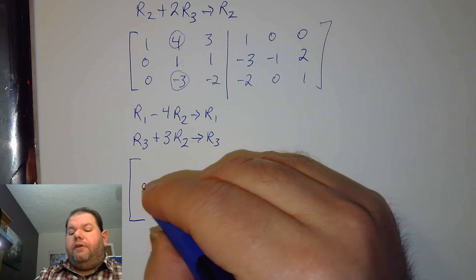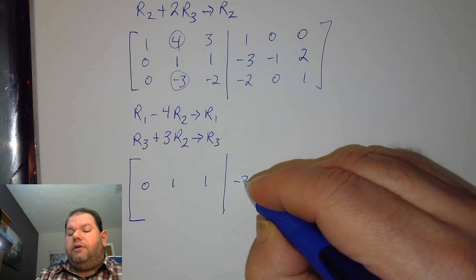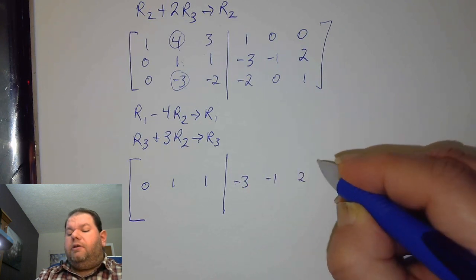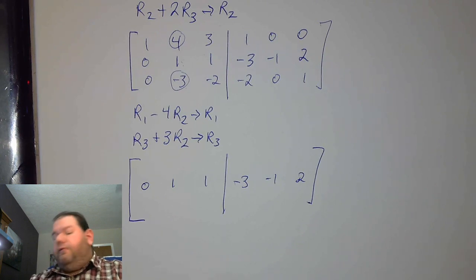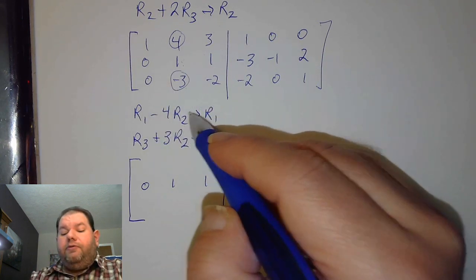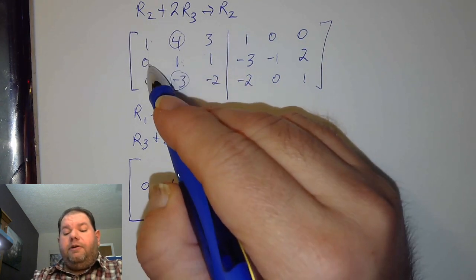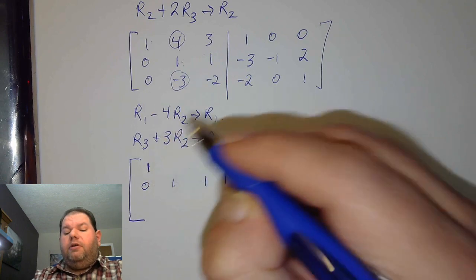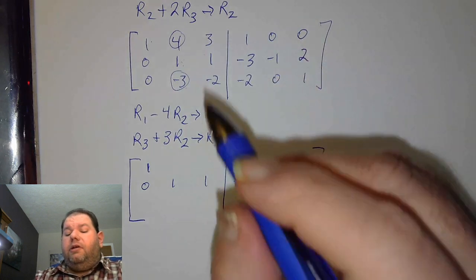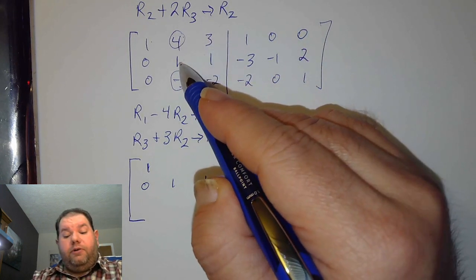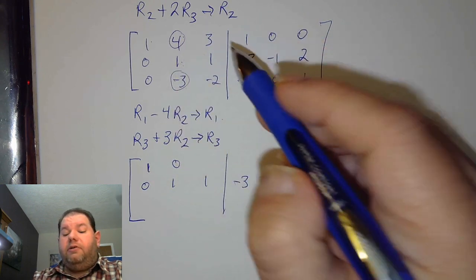So the only row that's not changing is row 2. So I'm just going to write that one down again. Okay. So row 1 minus 4 times row 2, replace row 1. So 1 minus 4 times 0, 1 minus 0 is 1. We don't actually want to change this first column at all, so we have to be careful here. 4 minus 4 times 1. 4 minus 4 does give us the 0, like we want.